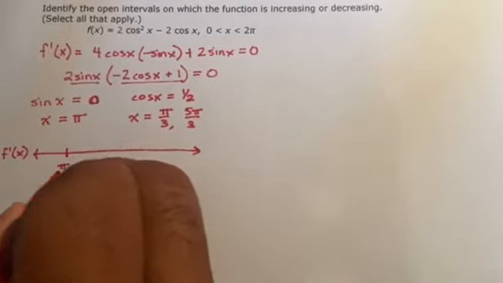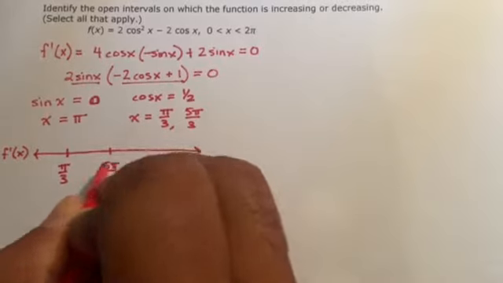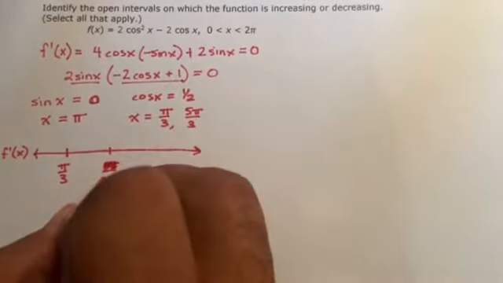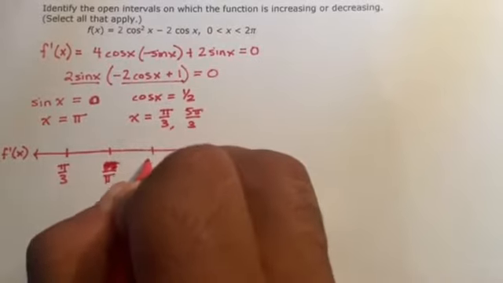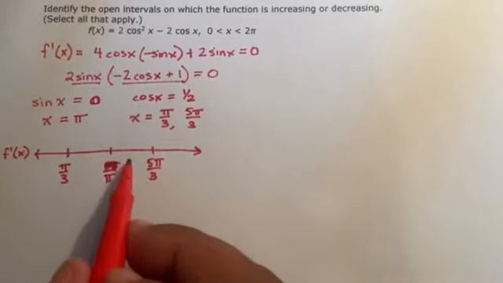I've got 5 pi over 3 here. Oh, sorry, I'm going too fast now because I'm worried about my phone running out of batteries. Pi should be in between the two, right? And then this one should be 5 pi over 3. Good. Now what I'm going to do is check in between those regions.